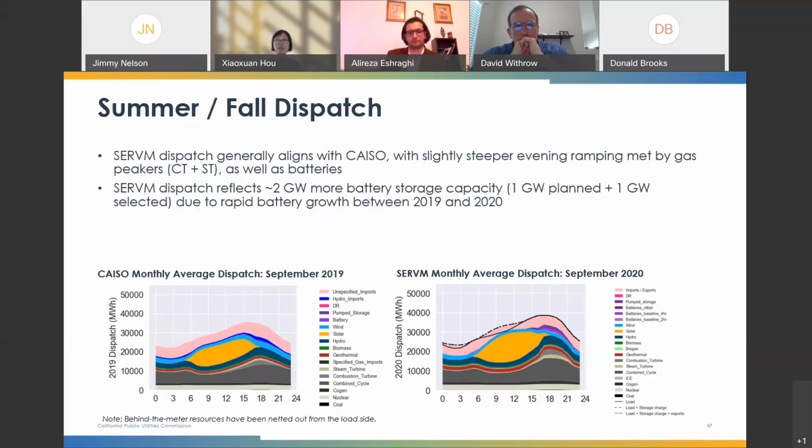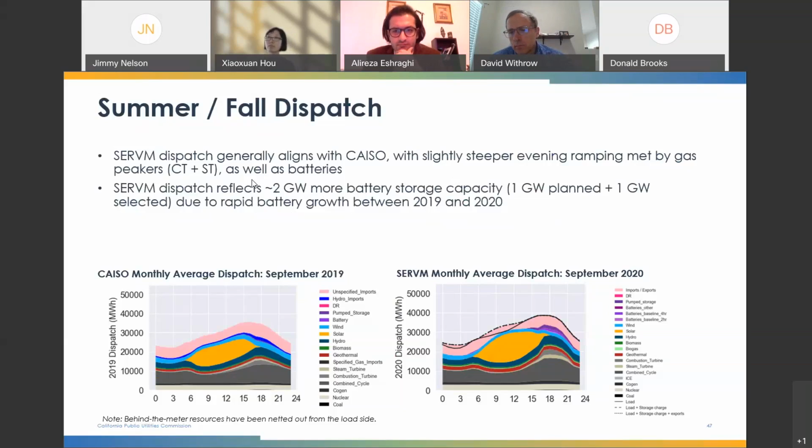need. Whereas on the CAISO side on the left, we're seeing the evening ramping is mostly met by combustion turbine and a little bit of CCGT. And another difference on this graph is, again, SERVM shows a lot more battery dispatch than what CAISO has, and this is driven by comparing two different years. SERVM's 2020 just has more battery capacity.